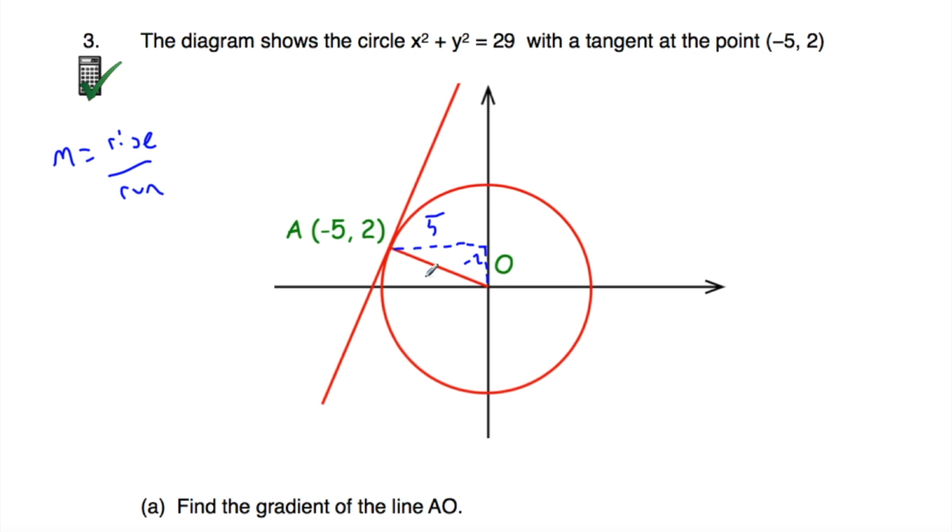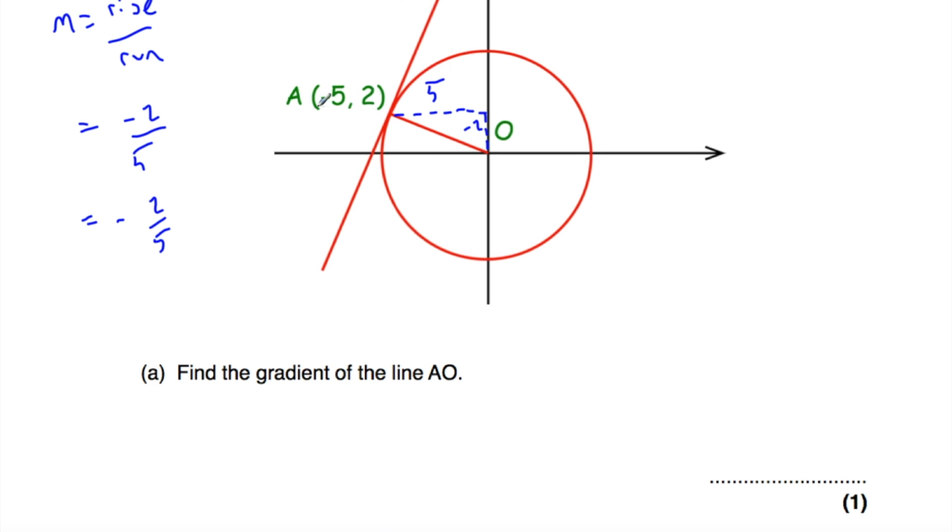So that means that the gradient of AO, this line here, would be the rise, which is negative 2, divided by the run, which is 5. So negative 2 divided by 5 is negative 2/5. So the gradient of AO is negative 2/5. And that makes sense because it's going down, so it's going to have a negative gradient. And it's not really steep, so negative 2/5 would be about right for that. So the gradient of the line AO would be negative 2/5.